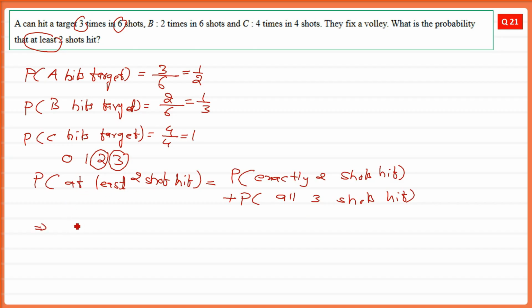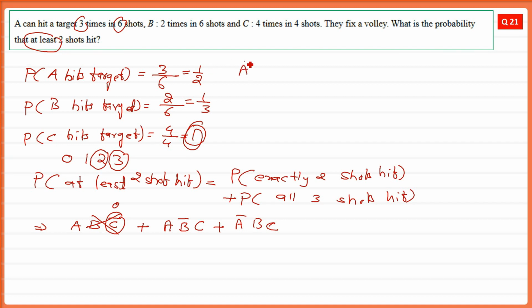So for exactly 2 shots: A hits, B hits, and C does not hit. This C not hitting will eventually come to 0 only. But also A hits, B does not hit, and C hits. Now A doesn't hit, and B and C both hit. All these 3 terms are for exactly 2 shots being hit.